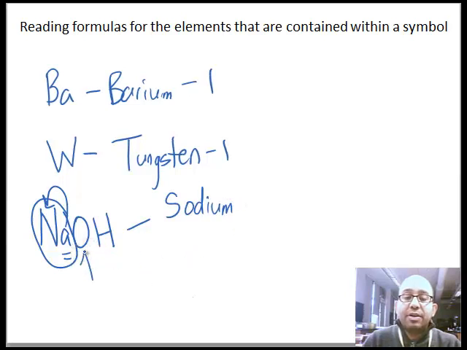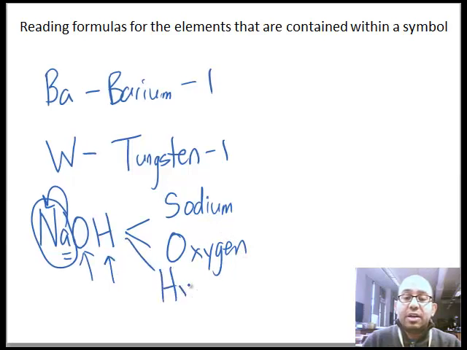And then O is a capital letter. Every time you see a capital letter, you know it's a new element. O is oxygen. And then you see H was a capital letter, and H is hydrogen. And you notice that there's no number in this bottom right hand corner, which means that there's only one of each.